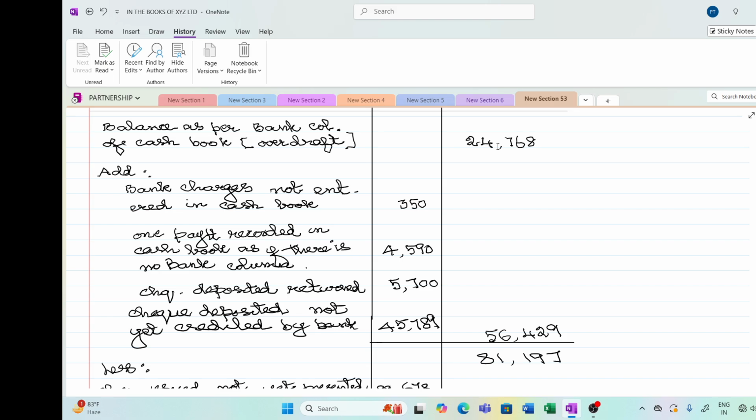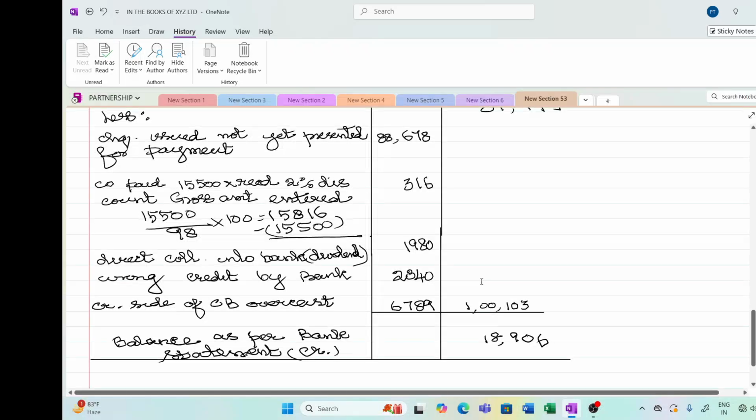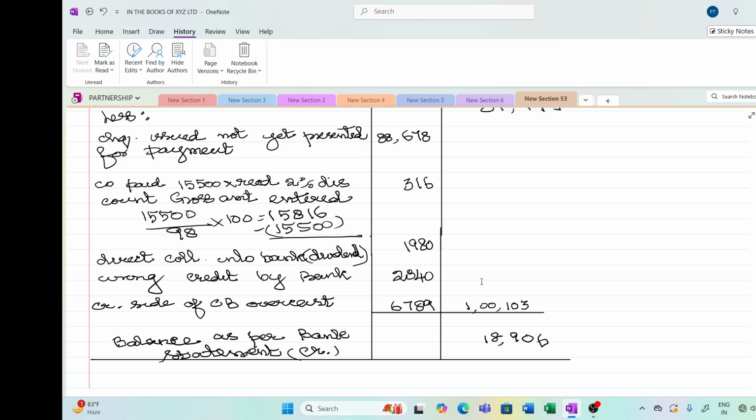Okay. Then another check deposited but not yet credited by bank was 45,789. One check again we have deposited, but the bank has returned it. So the credit is not given by bank. So that also the overdraft increases. Okay. So the total of this addition is 56,429 and we get 81,197. Now check issued. The company has issued a check. The moment they issue the check, they have increased their overdraft in their cash book, but not in bank because it was not yet presented at all.